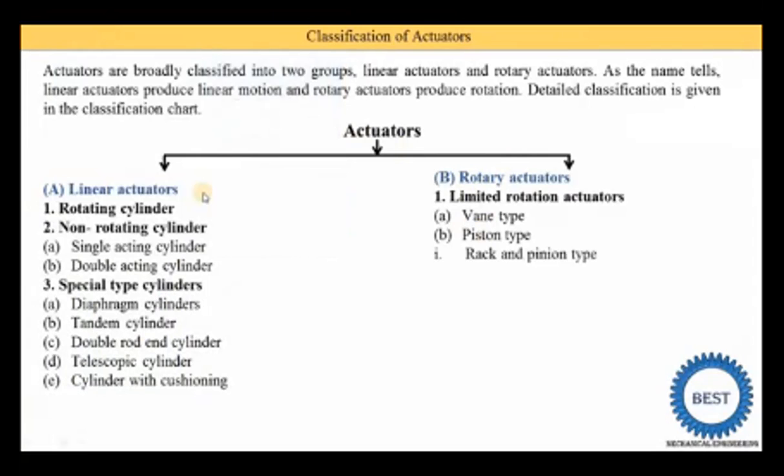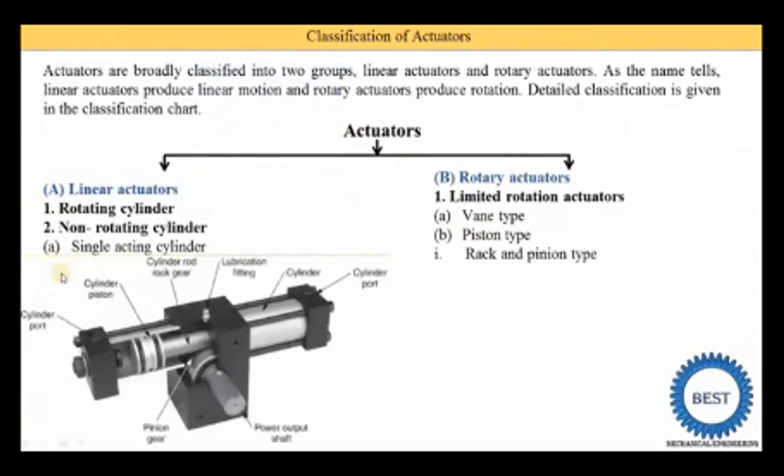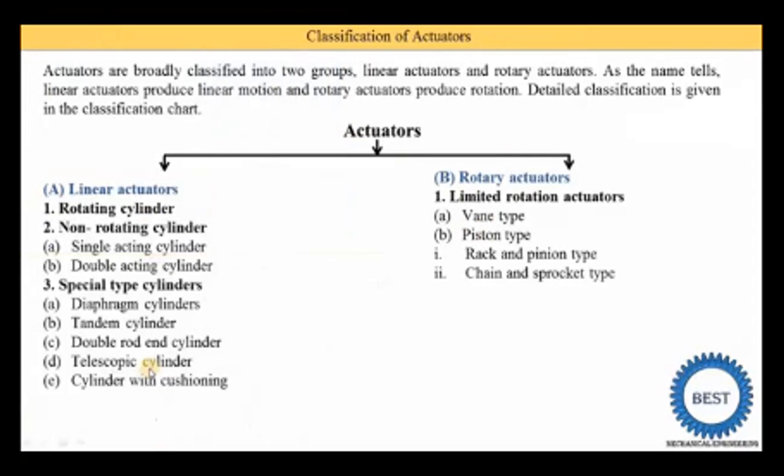In a piston type, there are another two types. First one is the rack and pinion type. Here you see the rack is there and the pinion is used. So here pinion gear is mentioned. And second one is a chain and sprocket type. So instead of rack and pinion mechanisms, they use the chain and sprocket types.